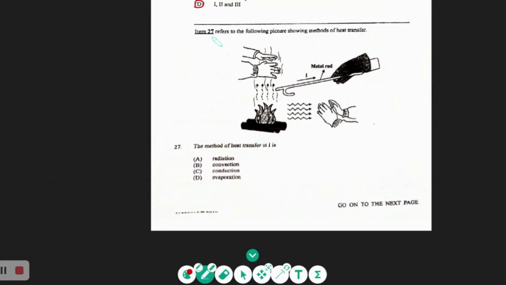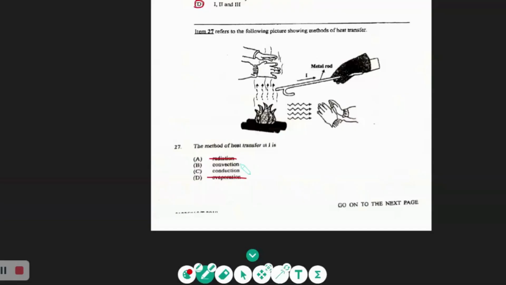So item 27 refers to the following pictures showing methods of heat transfer. The method of heat transfer at 1 here, so it's the rod. This is showing what type? Is it convection, conduction, or radiation? For sure, we know it has nothing to do with evaporation. So D is wrong. We know radiation comes from a source. This isn't it. So if you're thinking about radiation, think about the sun and how it works in terms of transmitting heat energy. So it's not that.